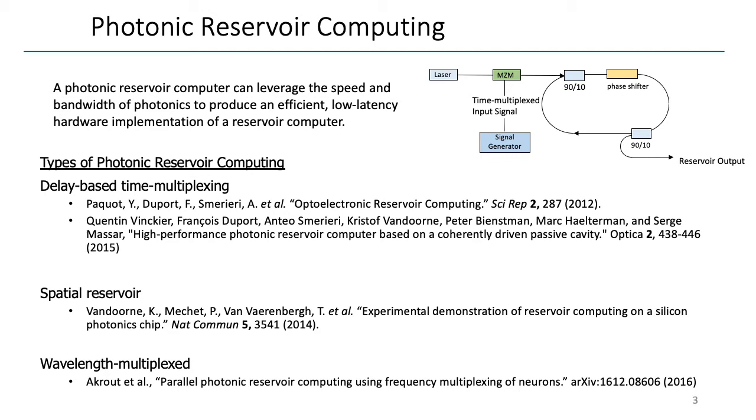The second class of photonic reservoirs is a spatial reservoir, which is a direct mapping of the reservoir nodes and connections into a spatial network of optical connections. This was demonstrated in a passive network on a silicon photonics chip in 2014. A third type of photonic reservoir is a wavelength-multiplexed reservoir, which encodes the reservoir dynamics through the mixing of individual wavelength channels in a single delay loop, as was demonstrated by Akrut and coworkers.